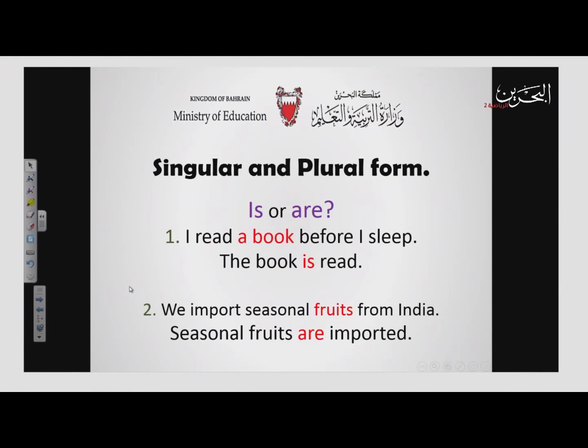I start with the object itself. Is read. Why did I choose is? Why didn't I say are? Because here I'm concentrating on the book, and the book is singular.